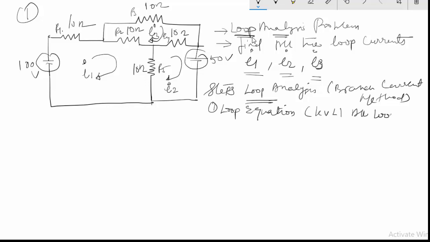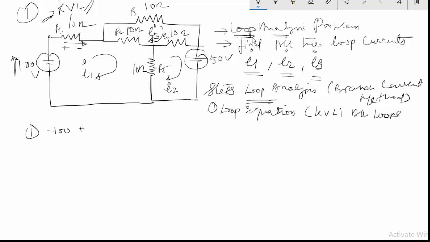So while I am applying the KVL to the first loop, what I will get is minus 100, so this is a rise in potential, so it's minus. This is a fall in potential because it is in the path of current. The current will always flow from the positive to the negative. If you need to understand KVL better, see the previous videos I have made about Kirchhoff's voltage law.